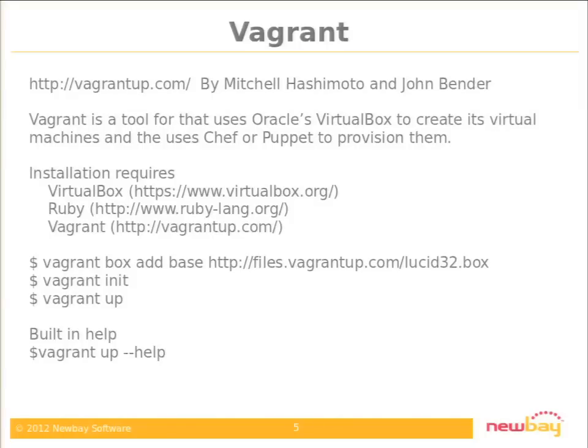The installation requirements are documented everywhere, but it requires VirtualBox, Ruby, and then Vagrant. And there's about 20 or 30 basic commands that let you get set up in a matter of minutes. Ones you'll be using a lot are box add, init, and then up to create the instance. And the help command line tool is very useful.